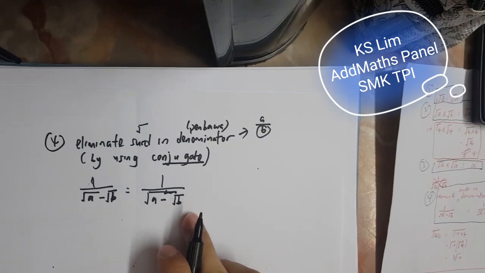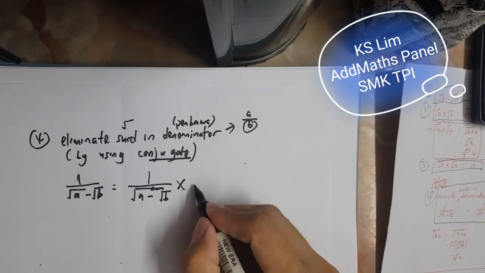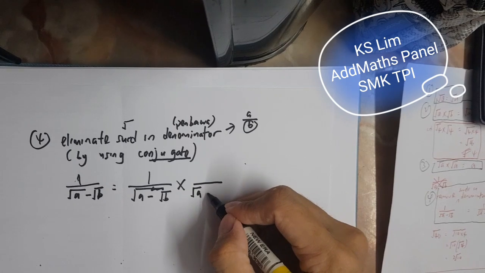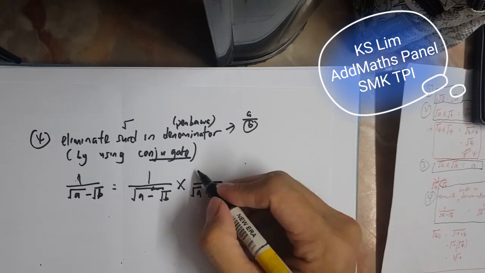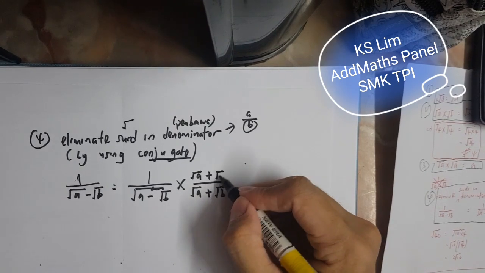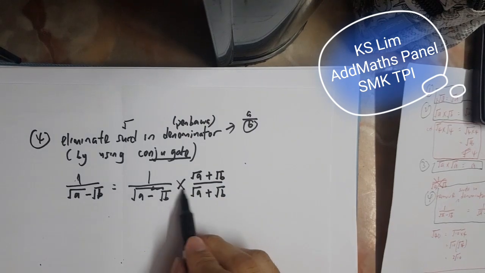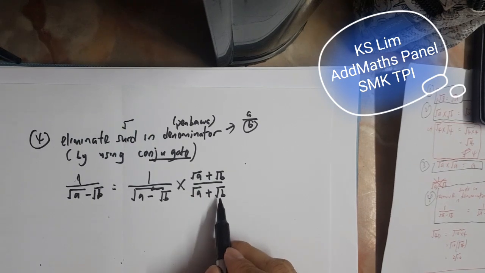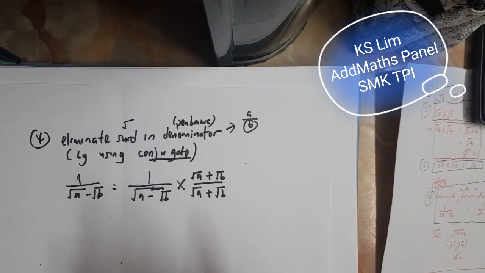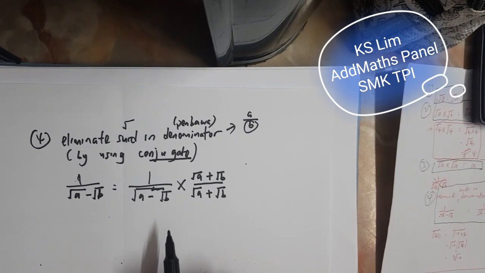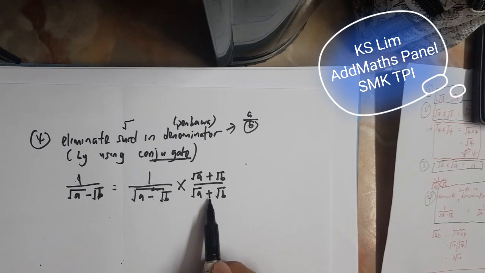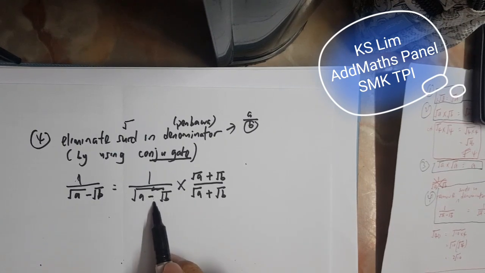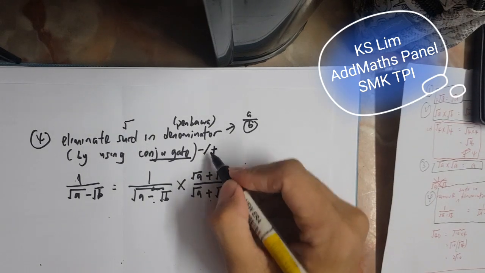Square root A minus square root B, we can multiply by square root A plus square root B over square root A plus square root B. Now you see, this is actually multiplying by 1, because square root A plus square root B over square root A plus square root B gives 1. So actually it doesn't change anything. But this is the so-called conjugate. Where the sign is minus, you put positive. Wherever the sign is positive, you use minus. Minus and positive is the conjugate.